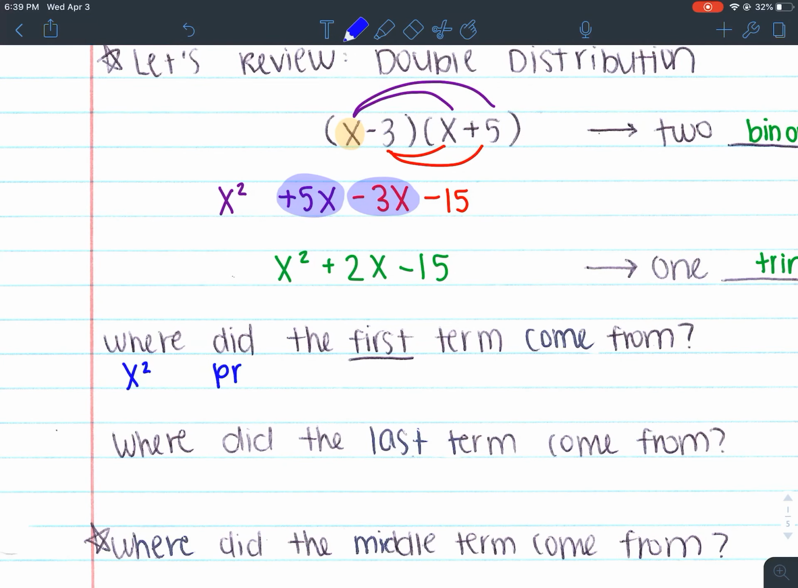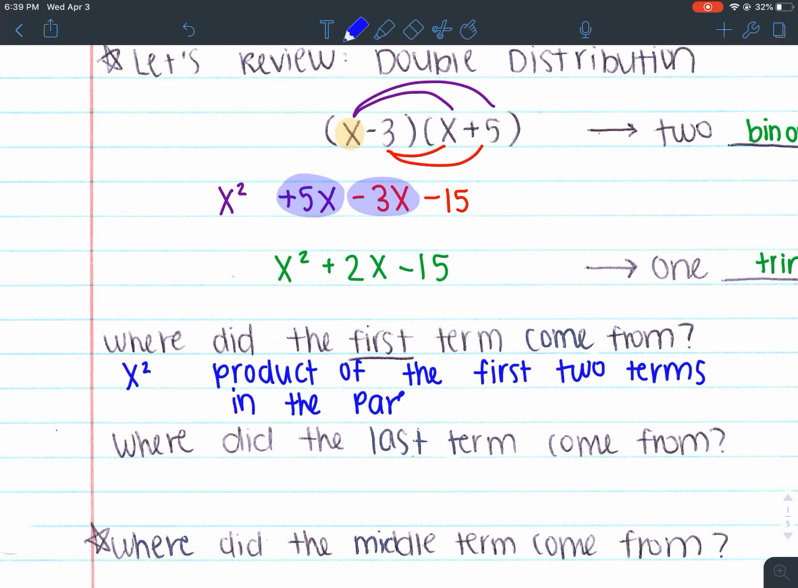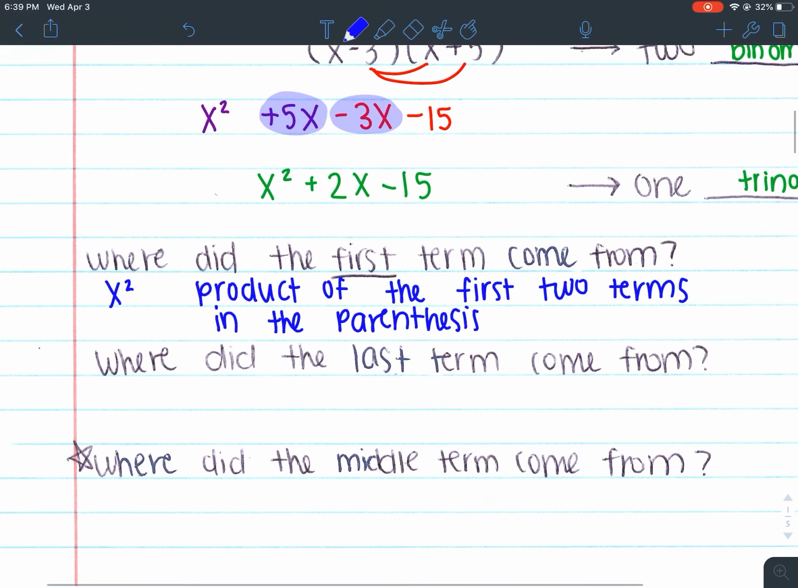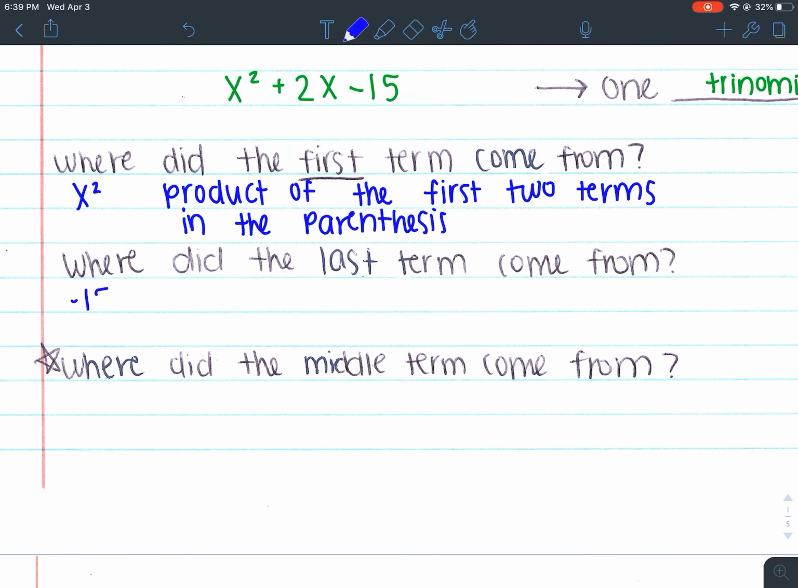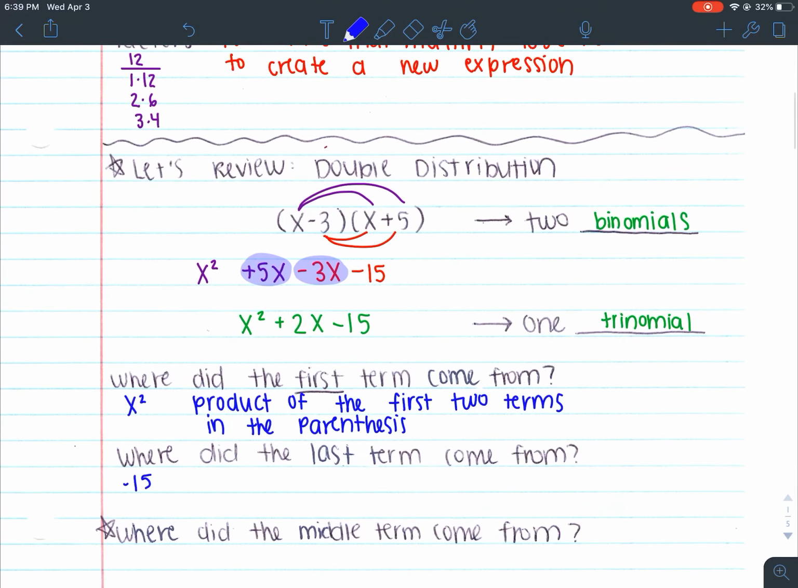It's the product of the first two terms in the parentheses. Okay, so the first two terms there, we have x and x. Now, what's the last term in our trinomial? Our last term here is negative 15. And let's talk about where the negative 15 came from.